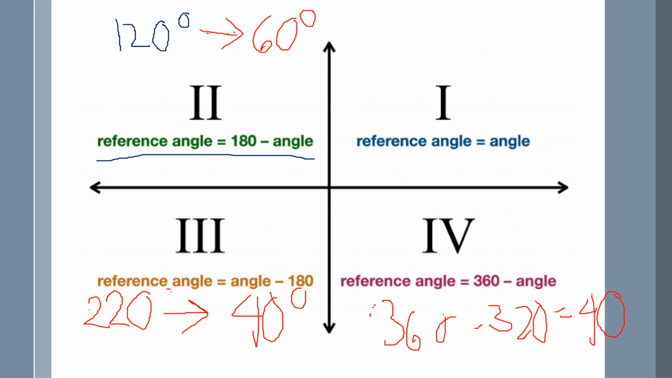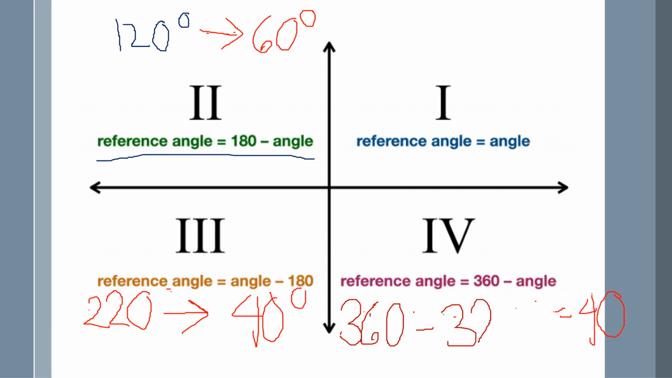Alright? So let me rewrite this so you guys can see this better. I said 320 because it's in quadrant 4. Well, 360 minus 320, and that's 40 degrees.